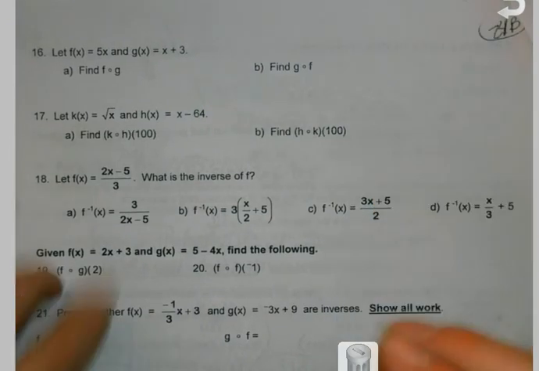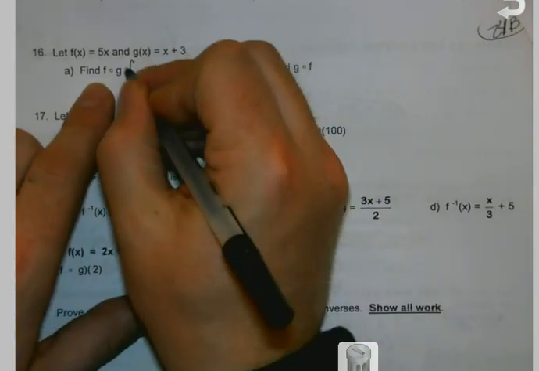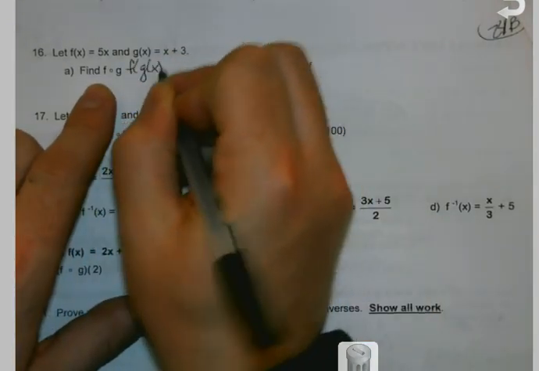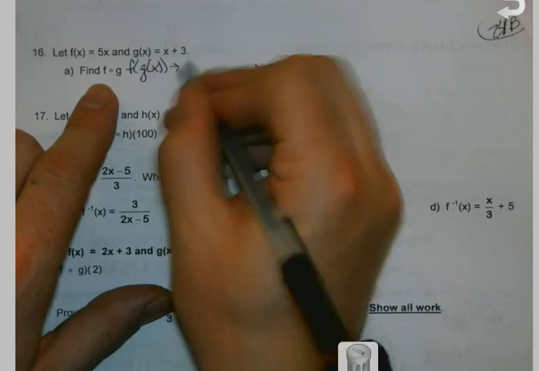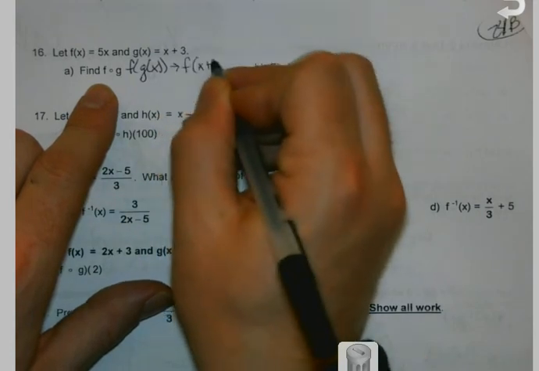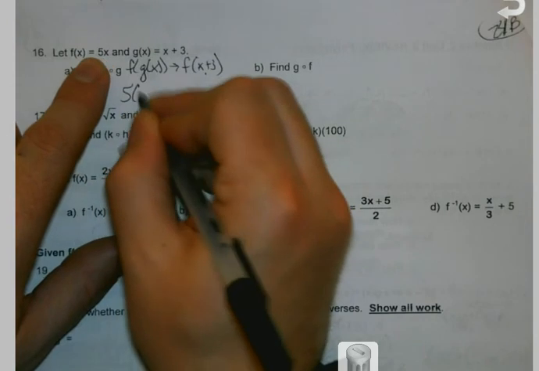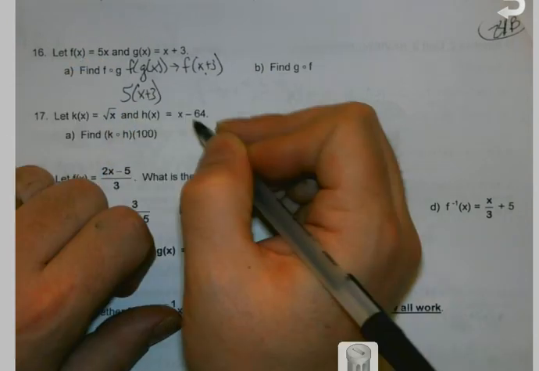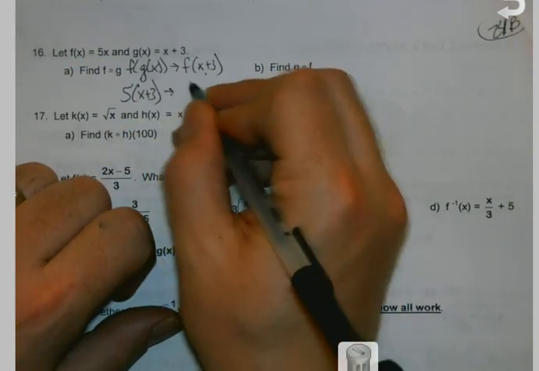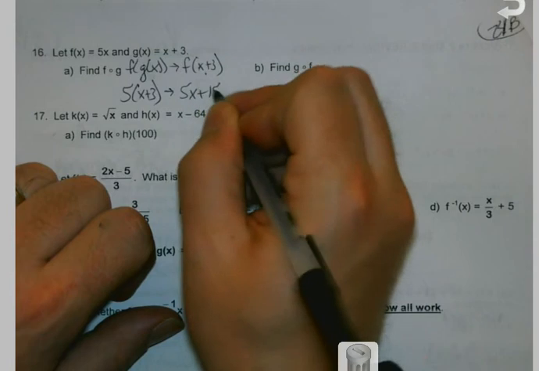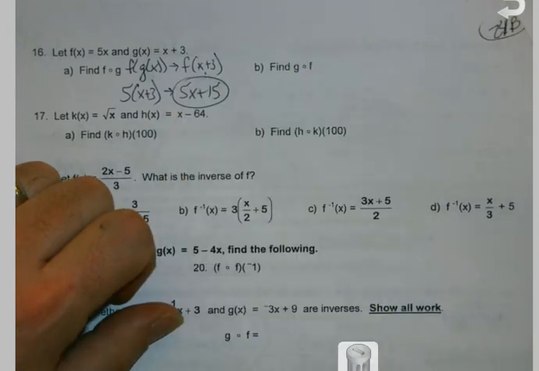Find f of g. In other words, we're looking for f of x plus 3. Plug in x plus 3 where x is at. 5x plus 3, and distribute. Second one is always the one being plugged in.